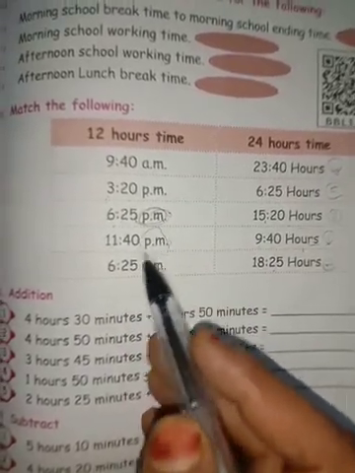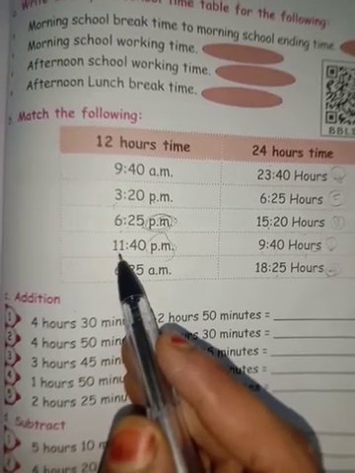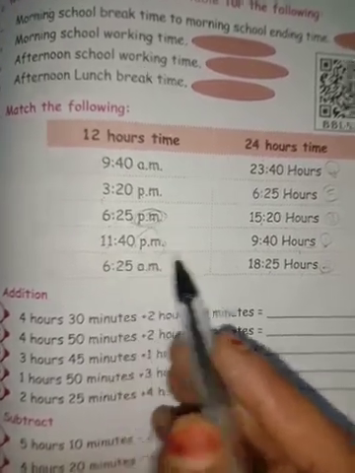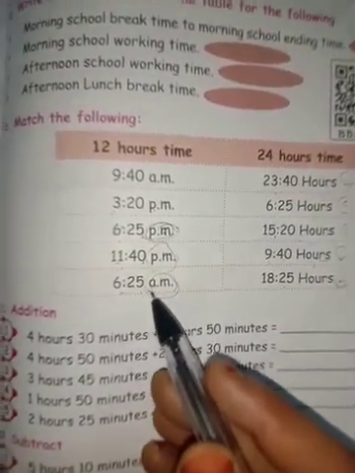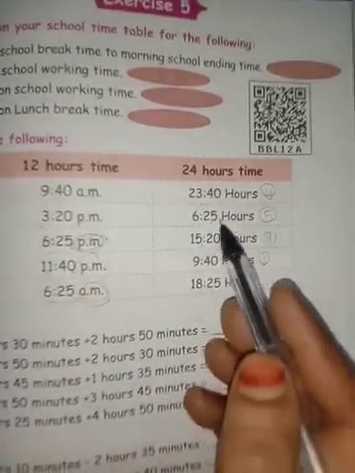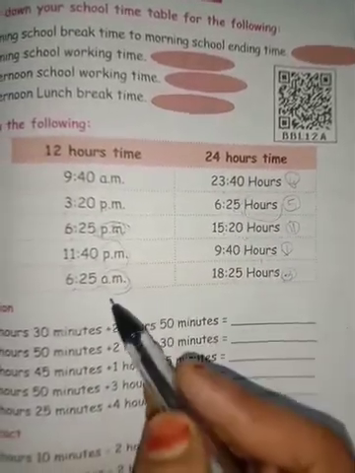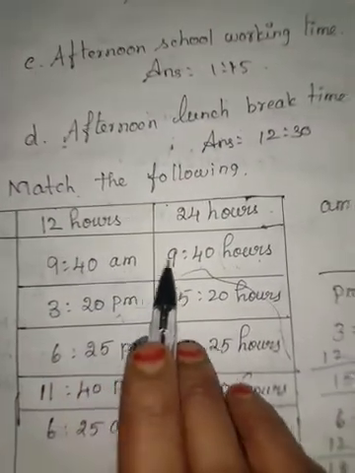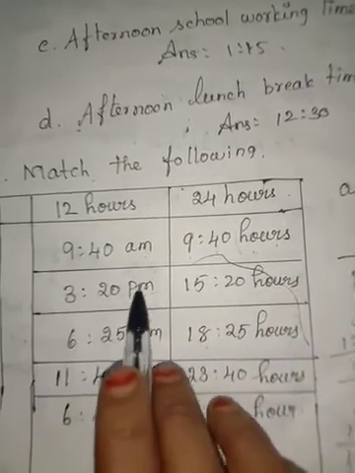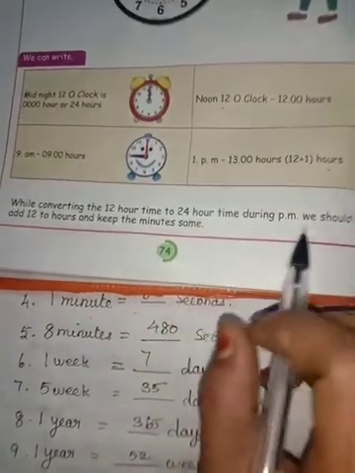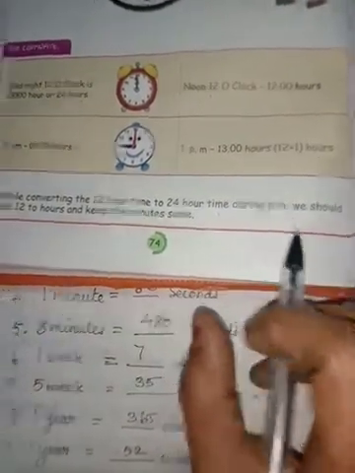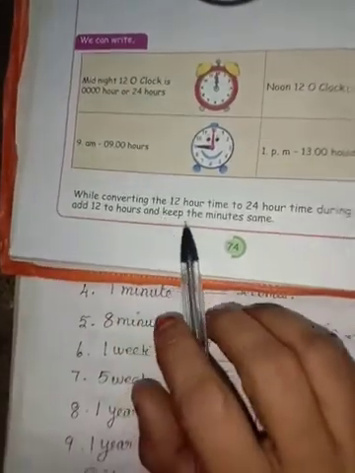Here PM is given, so we should add 12 hours to 11:40. We get 23:40 hours. And 6:25 is in AM, so it can be written as 6:25 hours, only changing hours instead of AM. Look here, I matched it correctly. 9:40 AM becomes 9:40 hours. 3:20 PM, so PM is given. When you see PM in your sums, while converting 12-hour time to 24-hour time, we should add 12 to the hours and keep the minutes the same.